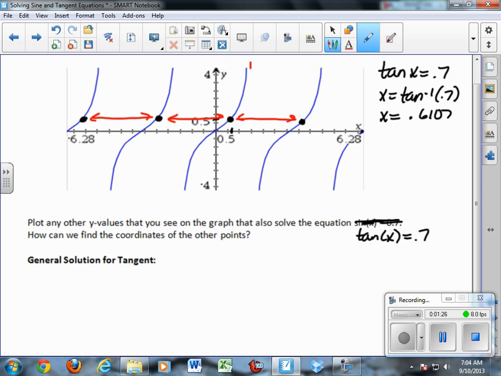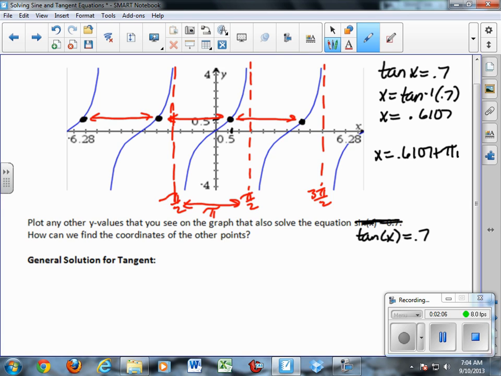If you recall, we have asymptotes at pi over 2, and at 3 pi over 2, and at negative pi over 2. And when we look at these asymptotes, notice that they are pi units apart. That's because tangent repeats itself every pi units. So all I have to do is add pi to the first angle to get all of the other angles, or add or subtract multiples of pi. So the general solution here is x equals 0.6107 plus pi n. That's the entire general solution.